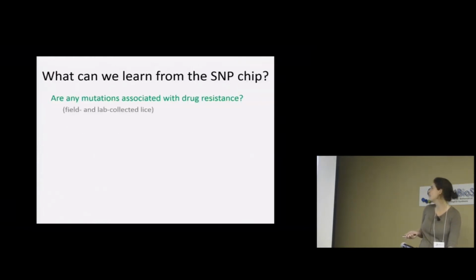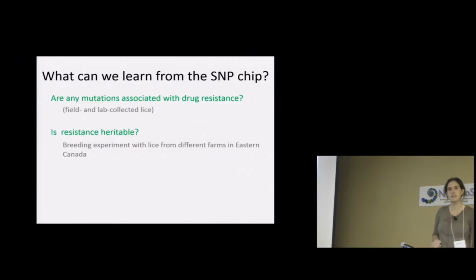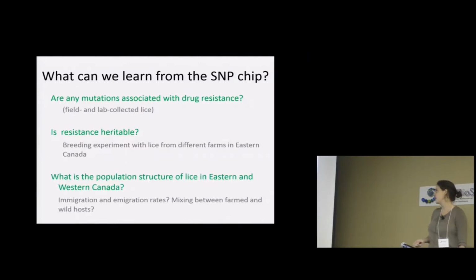So what can we learn? We can see if there are mutations associated with drug resistance. We can compare results from SNP chips in field and lab collected lice and hopefully resolve some of those issues about whether signals we see in the lab are also occurring in the field. We can look at the heritability of resistance using breeding experiments. And then we can address the population structure and try to estimate immigration, emigration rates, and mixing between farmed and wild hosts.